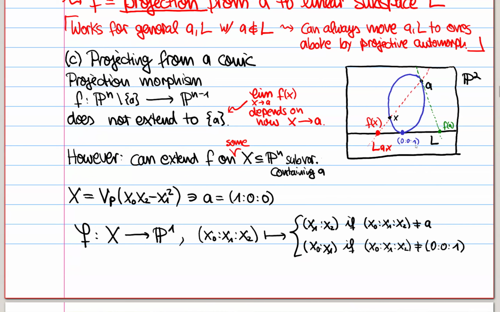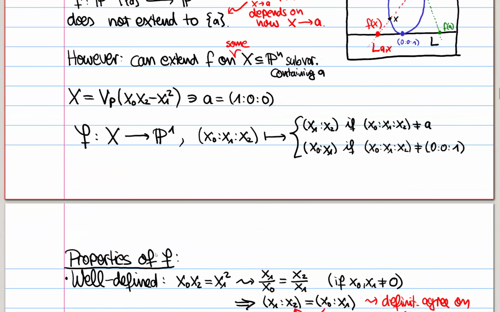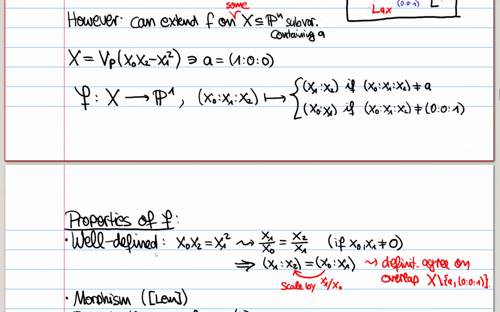And now on a different patch, if we are away from this point here, 0, 0, 1, which happens to be, you can check this, the unique intersection point of X, the blue thing, with the line at infinity. If we're away from here, we claim that we can take the recipe remembering x0, x1. Okay. And we claim this gives a map and it's a morphism. Okay. Let's very slowly and carefully go through this and check all these properties.